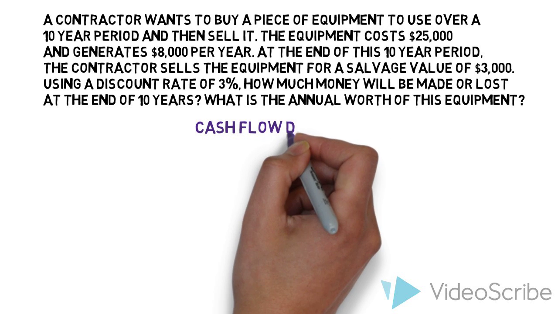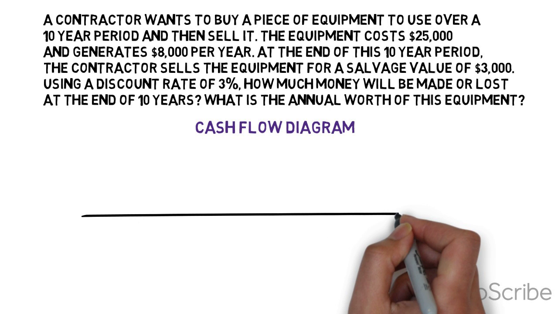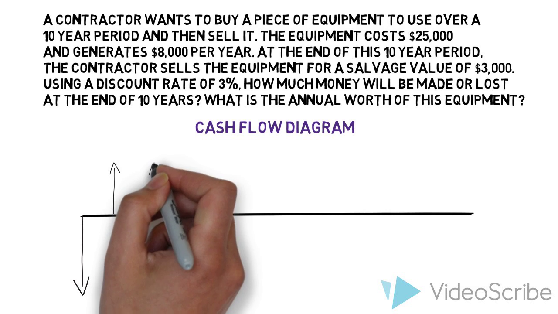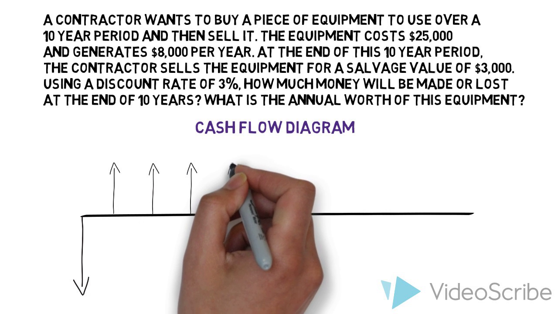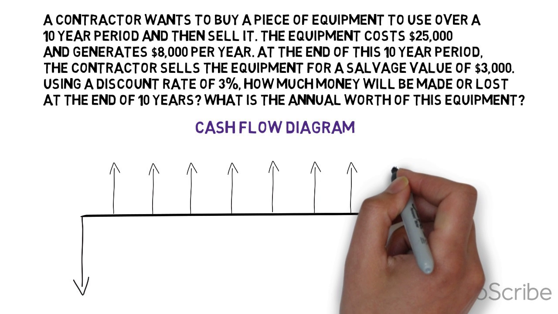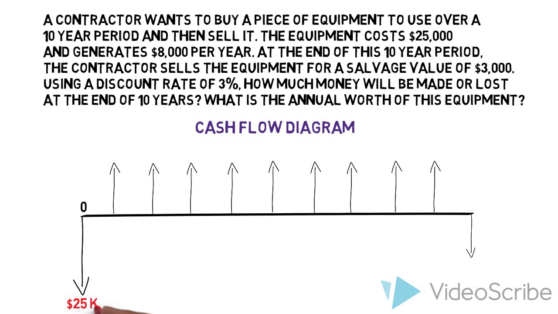So first we will construct a cash flow diagram for the lifetime of this equipment. A cash flow diagram presents a graphical representation of the timing of cash flows. Upward arrows indicate positive cash flow, and downward arrows indicate negative cash flow. The initial cost of the equipment occurs in year 0 at $25,000.